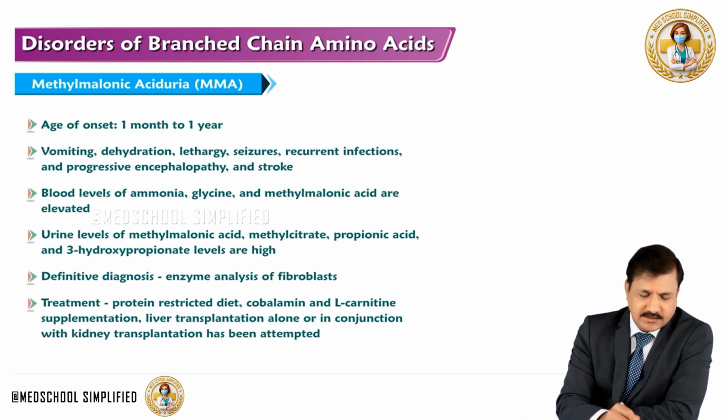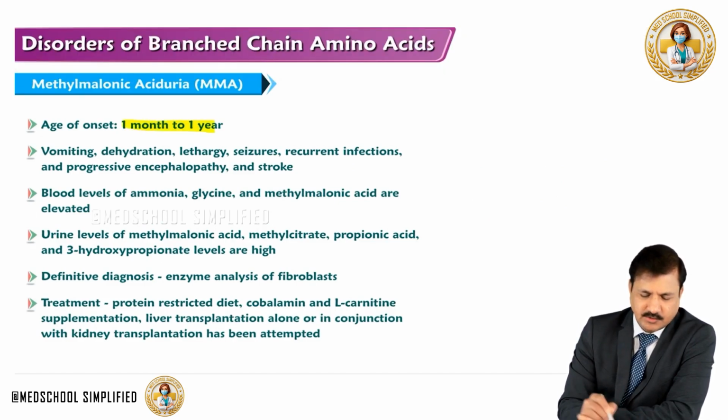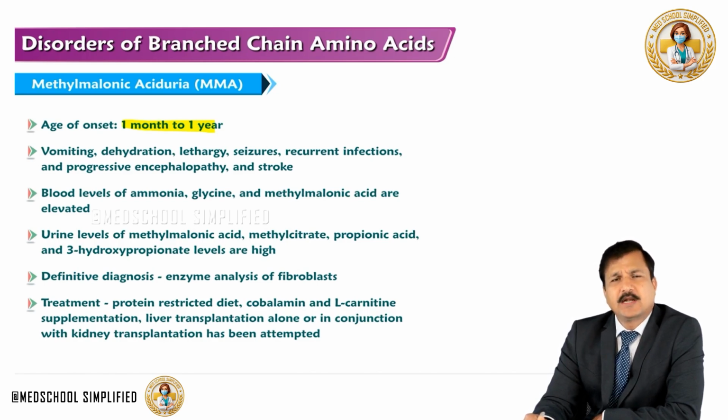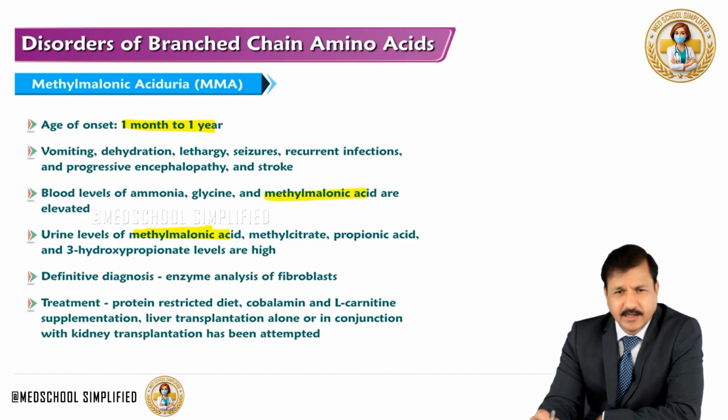So, the age of onset of the disease in methylmalonic aciduria is 1 month to 1 year. Patients will show vomiting, dehydration, lethargy, seizures, recurrent infections, and progressive encephalopathy. Blood levels of ammonia, glycine, and methylmalonic acid are elevated. Urinary levels of methylmalonic acid, methyl citrate, propionic acid, and 3-hydroxypropionate are elevated. More importantly, look for elevation of methylmalonic acid in the blood and urine.